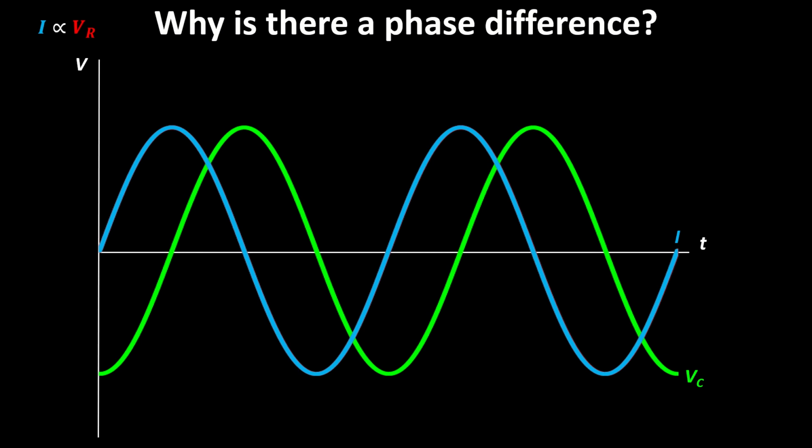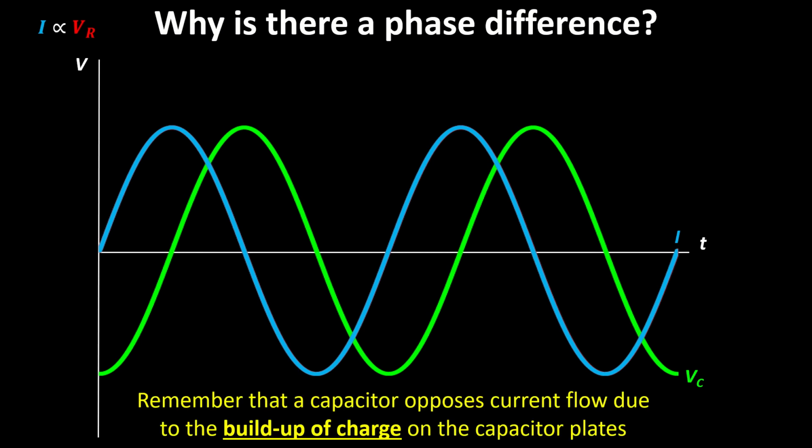Now, important thing to remember here for the explanation is that capacitors oppose current flow due to charge building up on their plates. The more charge is built up on the plate, the more difficult it is to push more charge onto the plate. And the capacitor voltage is proportional to that amount of charge. The more charge there is, the higher the capacitor voltage is, and the more it opposes current flow.